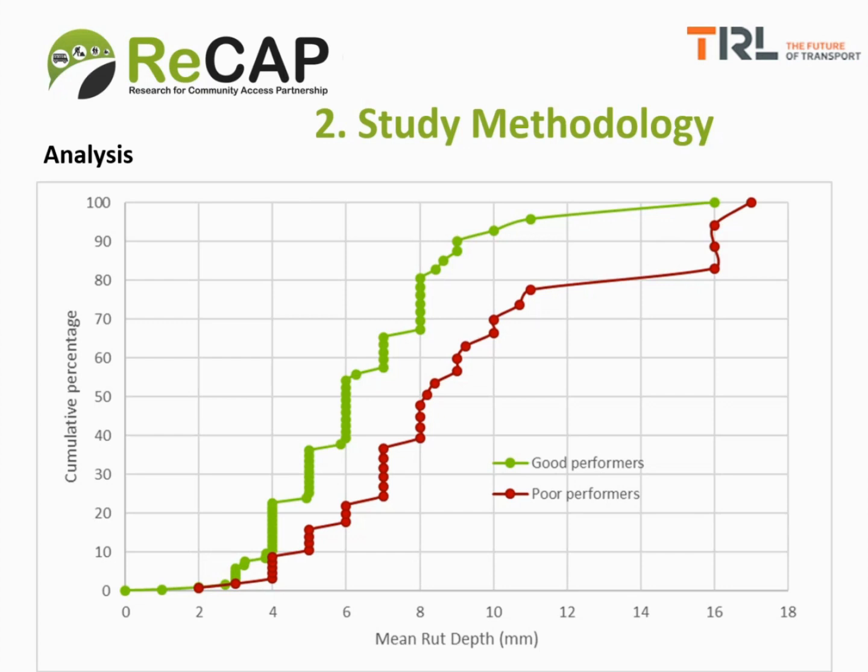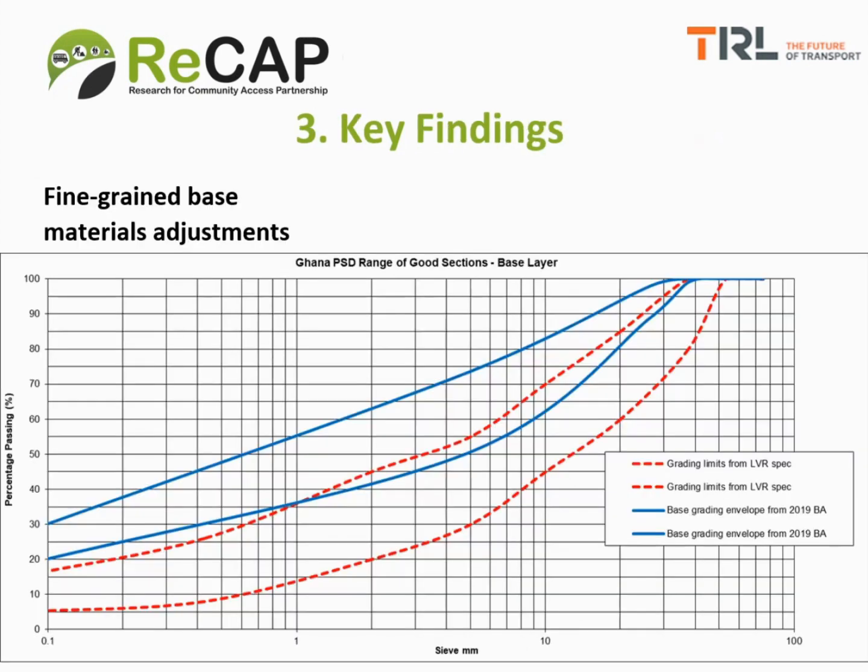Now, this graph shows that all the sections studied had a mean rut depth of well below 30 millimeters or even 20 millimeters. This includes even sections that had visually performed poorly, indicated by the red line on the graph here, and the sections that had visually performed well, indicated by the green line. Now, using these sections, several specifications were revised.